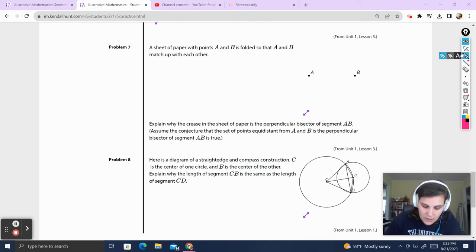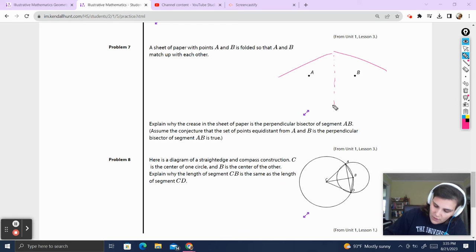Problem 7. A sheet of paper with points A and B is folded. So A and B line up and match each other. So we've got a sheet of paper. Let's draw it. And it's kind of folded in half. I'm going to draw it kind of like a book, such that A and B, so that A is going to go to B.